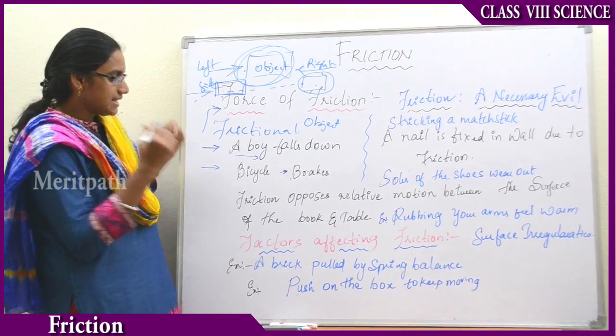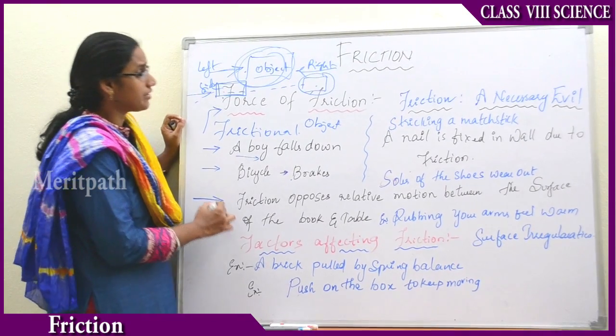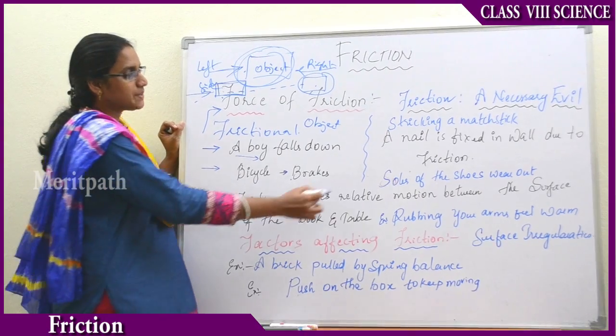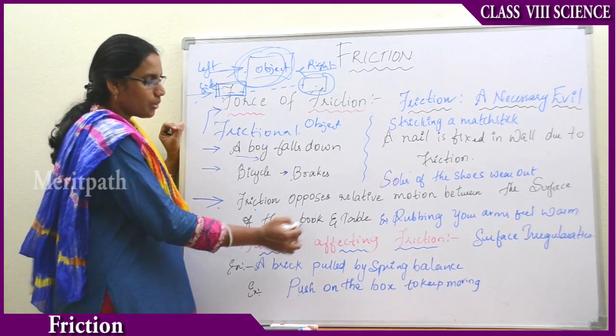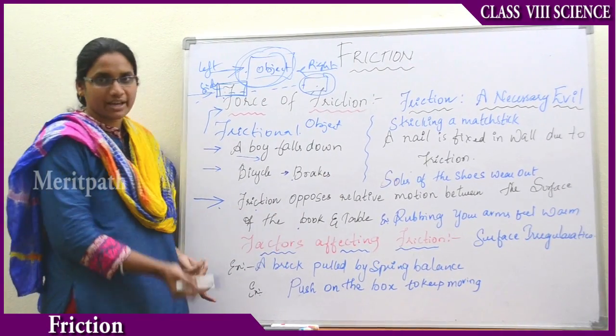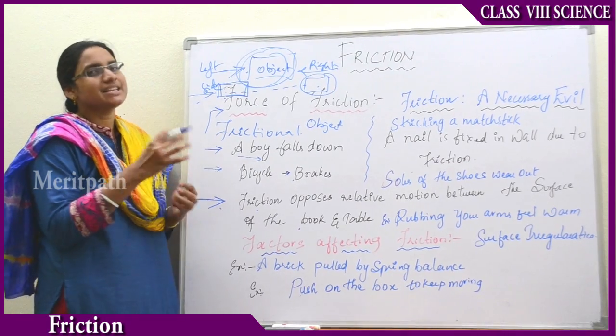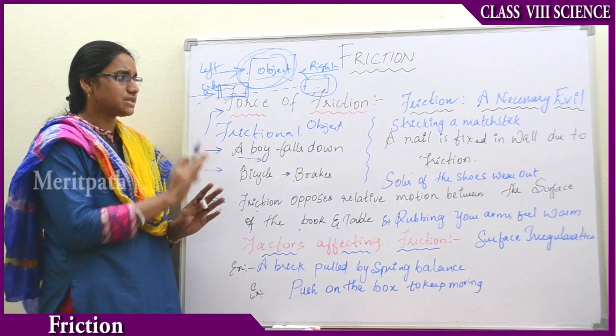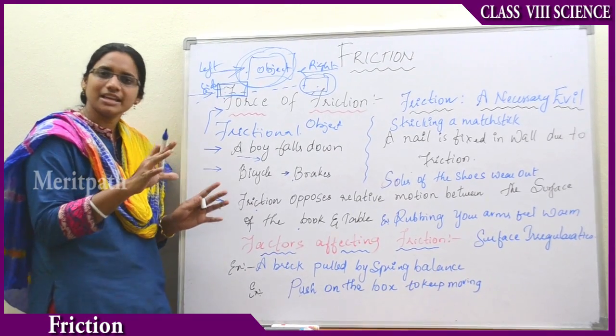In the same way, let us see the definition of frictional force. Frictional force opposes the relative motion between the surfaces of the book and the table, or the duster and table, whatever example I have taken. That means it is just the opposing force. I hope you are very clear with the frictional force. And frictional forces are of various types.